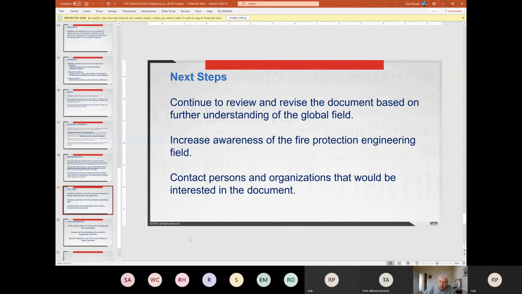Contact persons and organizations that would be interested in the document to help proliferate the field of fire protection engineering. Some people are not aware of fire protection engineering and its existence. Even though we've been around for, I think we're now 35 years old. I know it's over 25 years old, but we might be right at about 35 years now. So we're still a young engineering profession, but we cut across almost every engineering activity that exists.